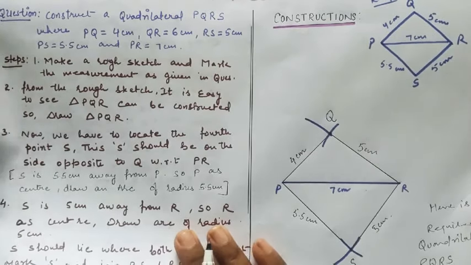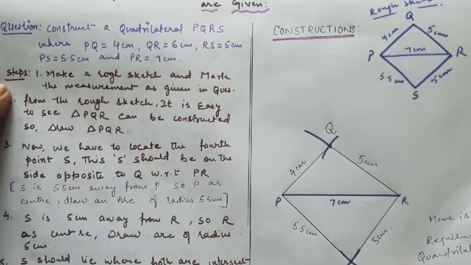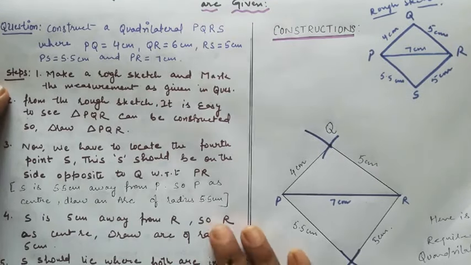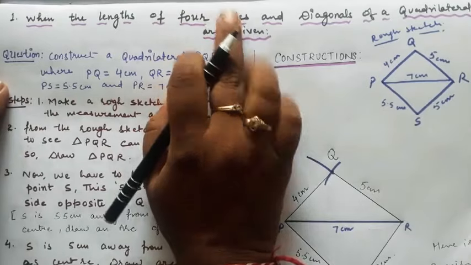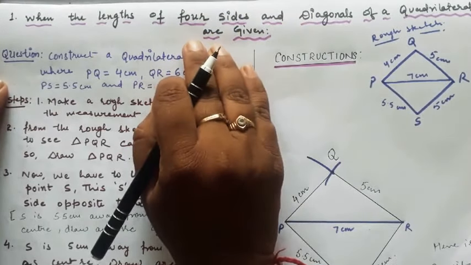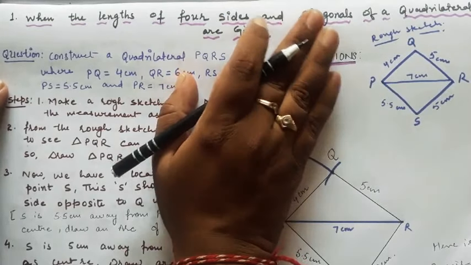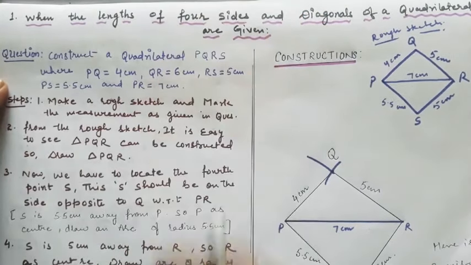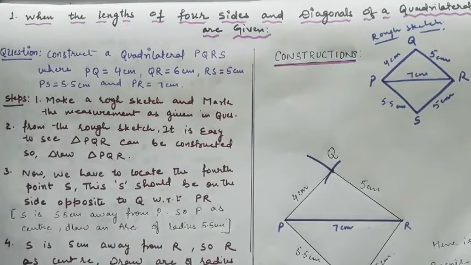I'm just reminding you that this type of construction has been done with the given condition that 4 sides were given to you and the diagonal is also given, and the 5 measurements were given to you. It was a very easy construction. I hope you all have understood. Now let's move to the next.